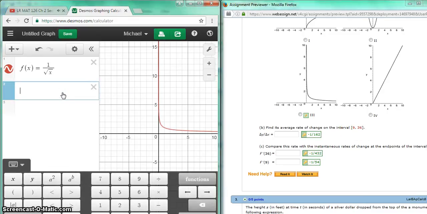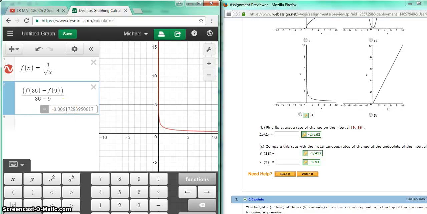So we could do that pretty easily because we're looking at the change in y over the change in x. So again, that's just kind of like your slope formula, y2 minus y1 all over x2 minus x1. So if I want to do that, I could do f of 36 minus f of 9. So I subtract my y values, and I divide all of that by the difference of the x values. So 36 minus 9. And I get this number here.